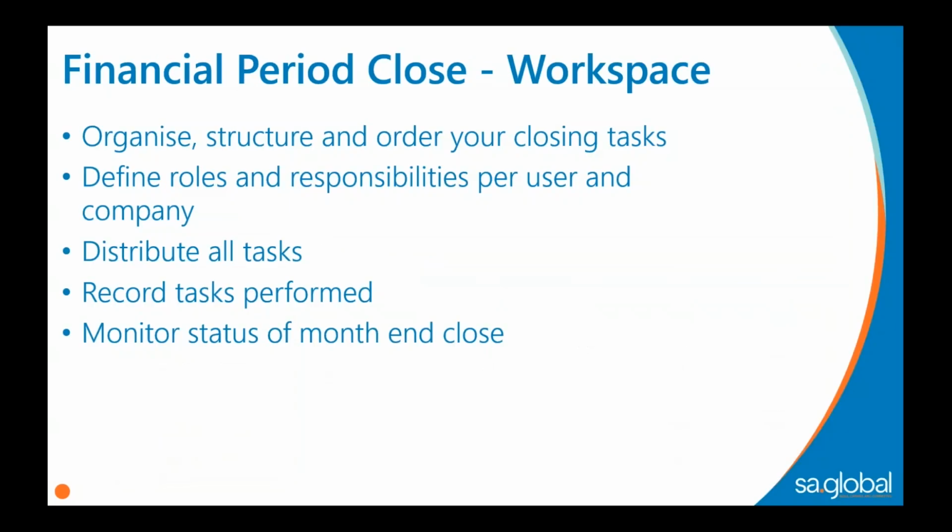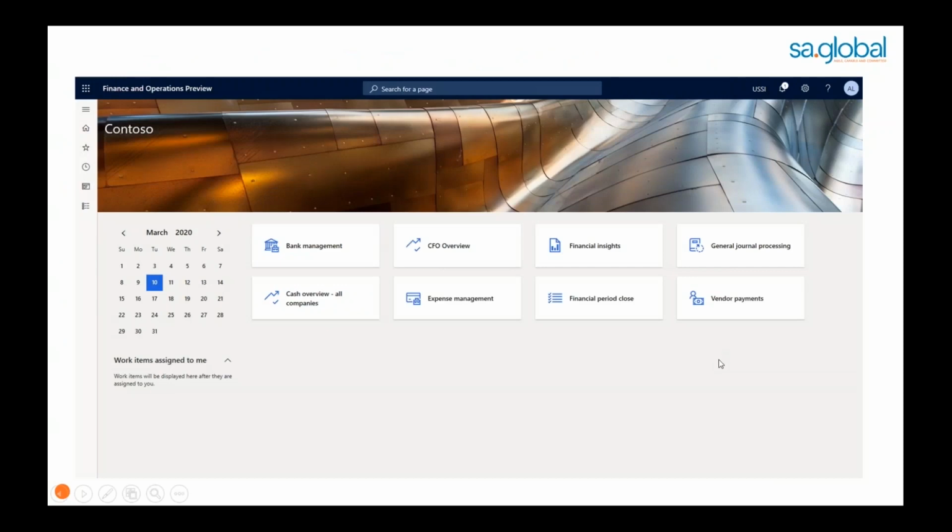Since we're on the subject of period close, let's take a look at another very powerful feature which illustrates the concept of workspaces and another interesting cross-company feature. Every accounting manager knows the pains of organizing the month-end close and keeping track of its status to meet deadlines. F&O gives you a central workspace to manage this process very quickly and very efficiently across all your companies. So let's take a look at that.